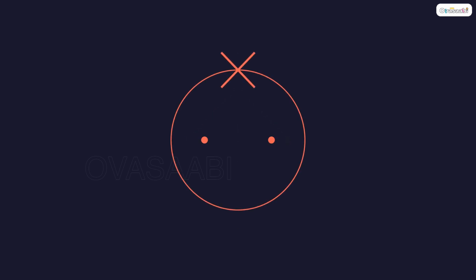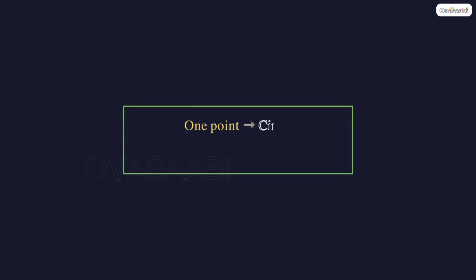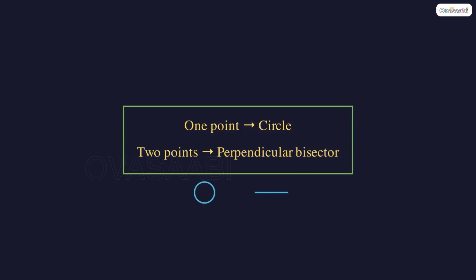Common mistake. Students draw a circle around both points instead of the perpendicular bisector. Remember, equidistant from 2 points means a straight line between them, not a circle. Memory aid. 1 point gives you a circle, 2 points give you a line in the middle. Always use a compass for circles and a ruler for bisectors.